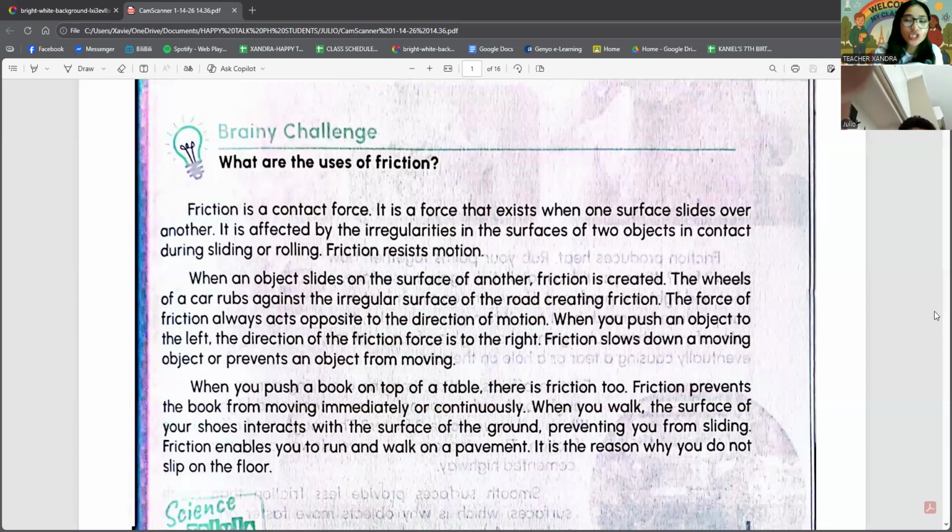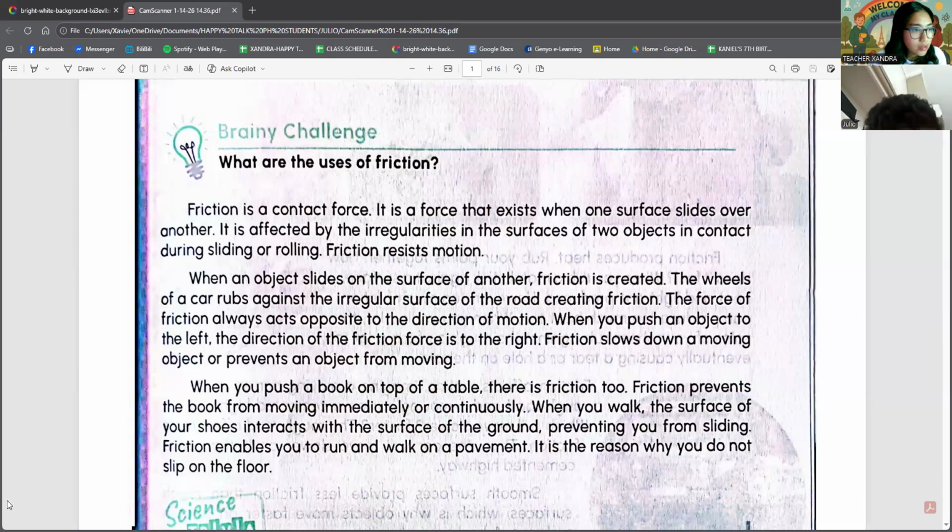So again, imagine you are sliding a book across a table. The book touches the table and the table pushes back. That push is called friction. It tries to stop the book from moving, and so friction is a force that resists motion. It tries to slow things down or stop them.